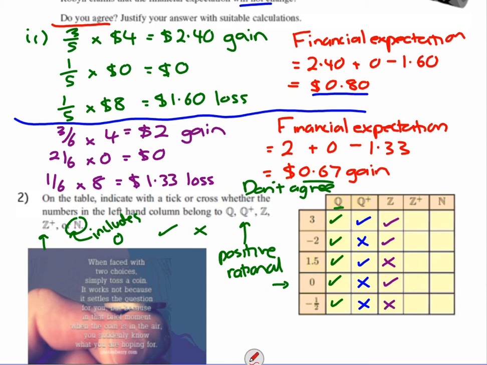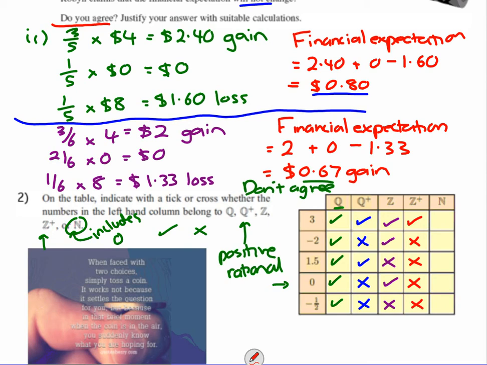Next one is Z plus, so positive integers, so it doesn't include 0 this time. So positive integers has to be a whole number too. So not positive, not a whole number, so don't include that one. Not a positive integer, because it's neither positive nor negative, and not a positive integer.